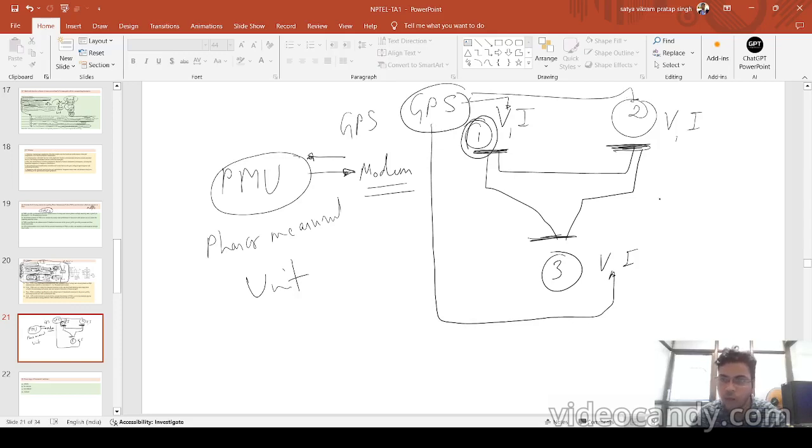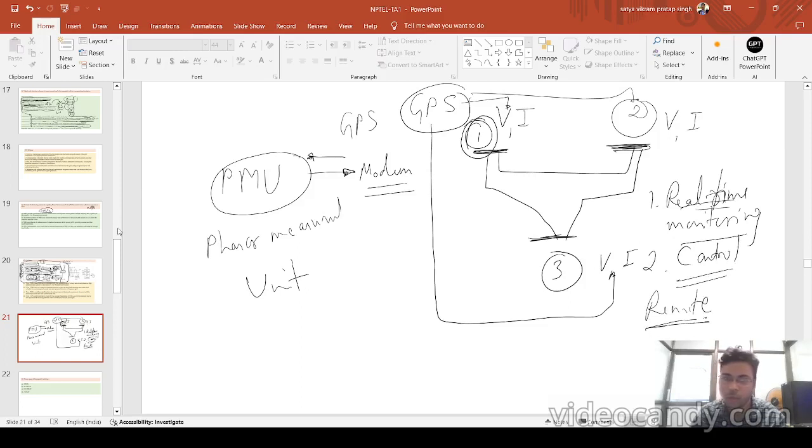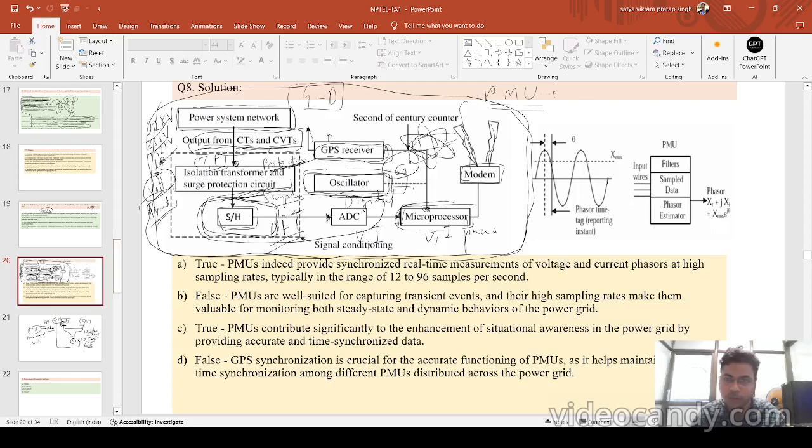So what is the important point of this? The first one is real-time monitoring of this system, and the second one is also control. Why? Because you need data from remotely located points, so that you continuously monitor what is actually happening in your system. Okay. So how does this PMU measure these phasors?